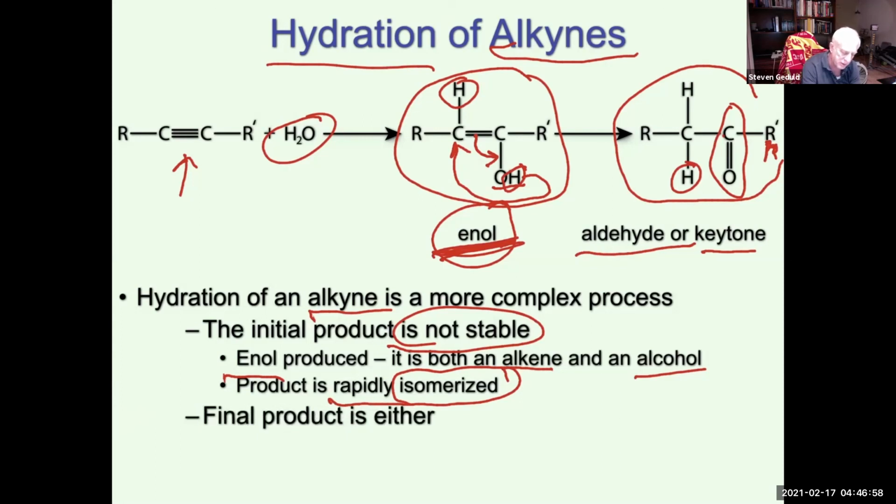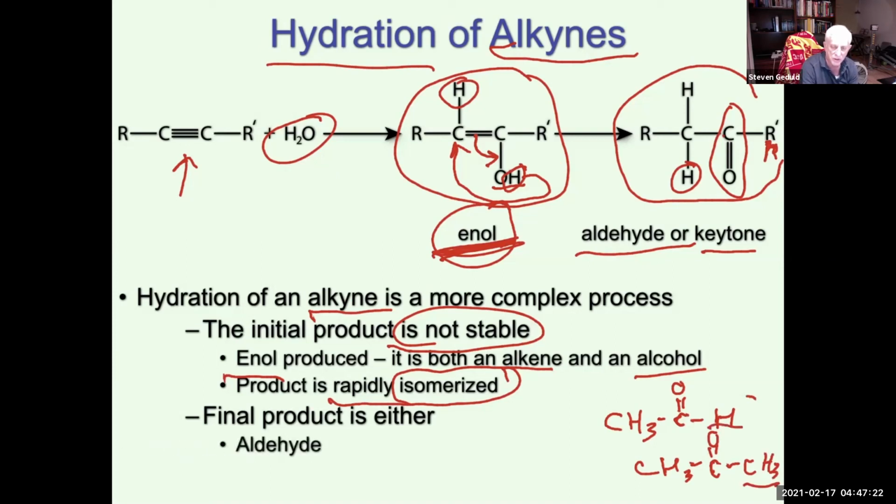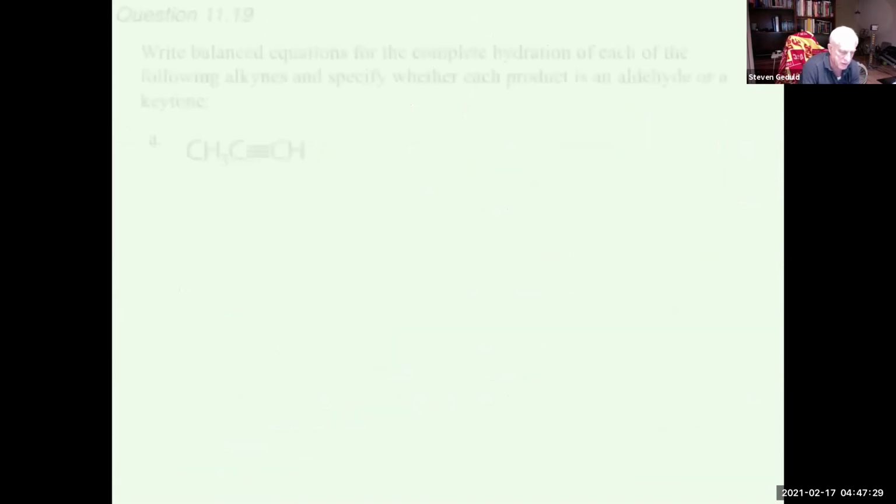An aldehyde is like CH3CO, has that carbonyl carbon and an H. A ketone has CH3CO and another carbon atom. So if this is a carbon group, it's a ketone. If this is an H, it's an aldehyde. That's the difference. So your final product can be an aldehyde or a ketone. And we'll learn how to name those two coming up in one of the chapters.